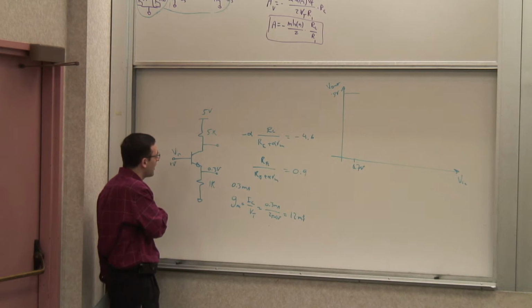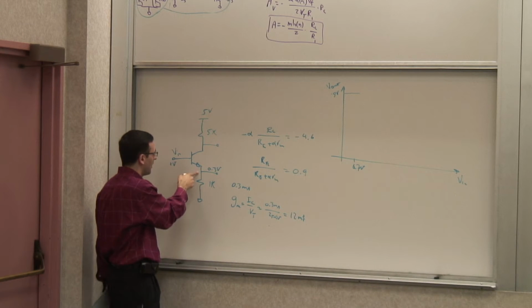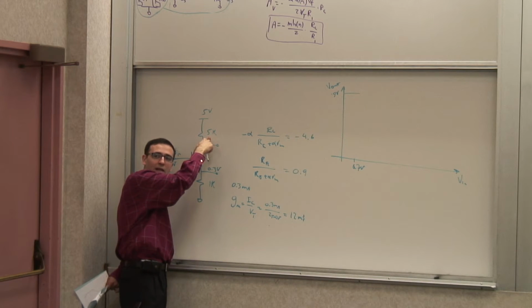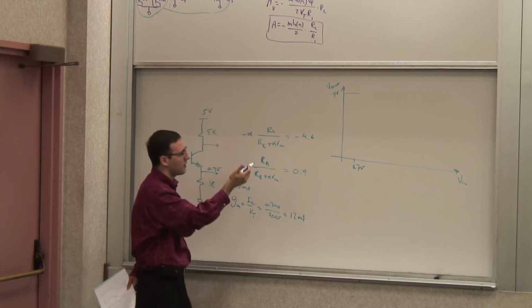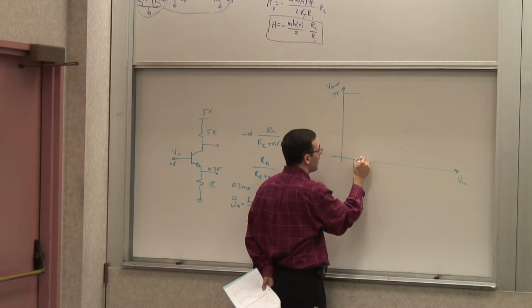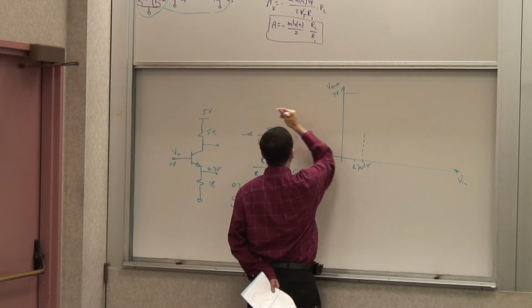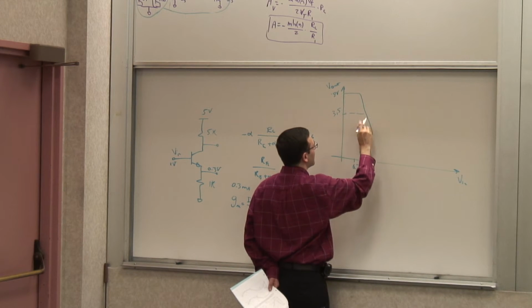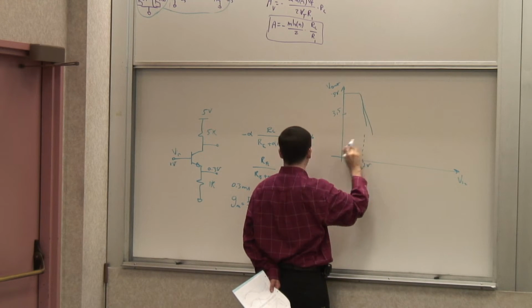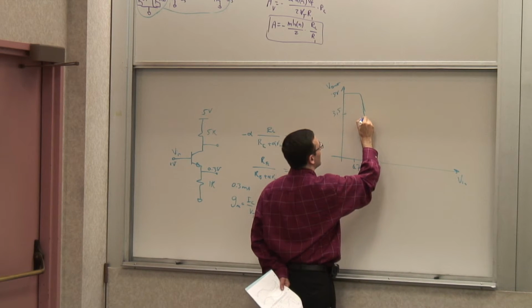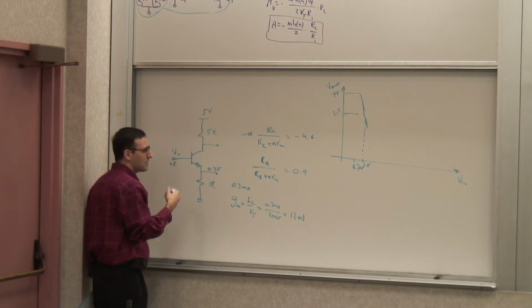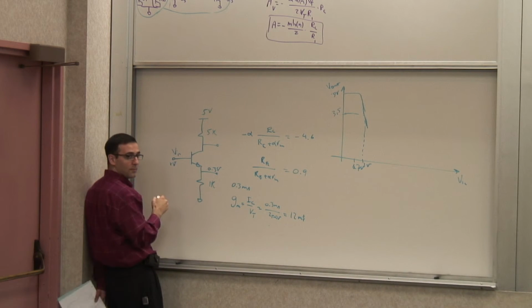Then it starts turning on, and I know, for instance, that at 1 volt I have 0.3 milliamps, and 0.3 milliamps through 5K is 1.5 volts. So at 1 volt this would be 1.5 volts below 5 volts, so it's basically at 3.5 volts. So it starts dropping, and this slope is close to that gain, minus 4.6. Now, as I increase my Vin, this voltage starts dropping relatively fast.